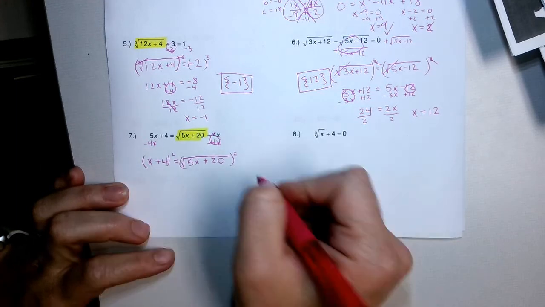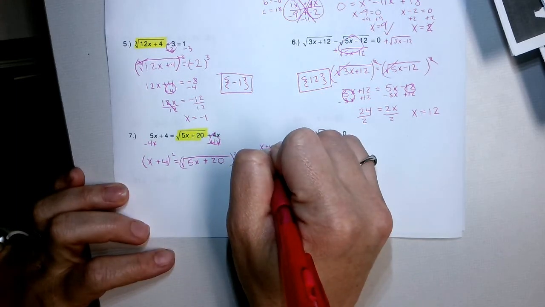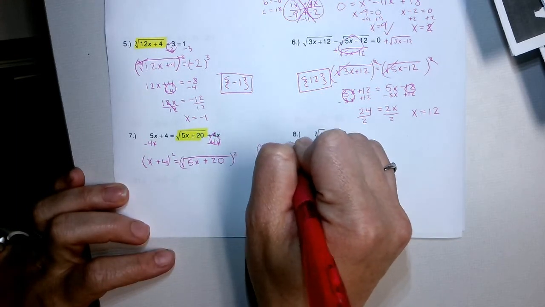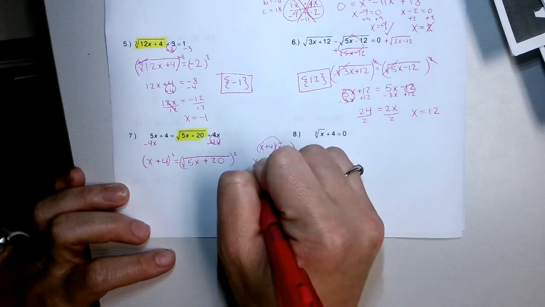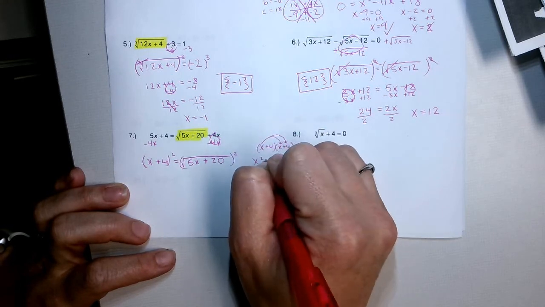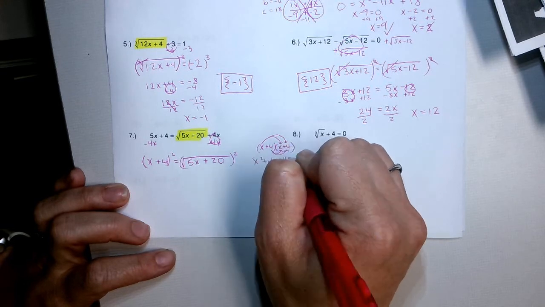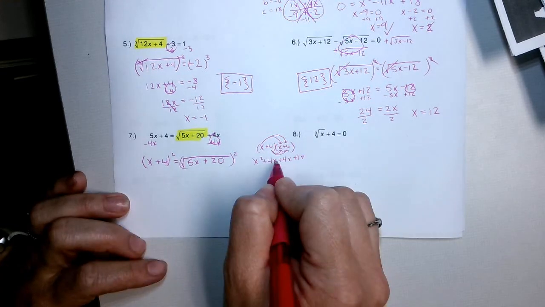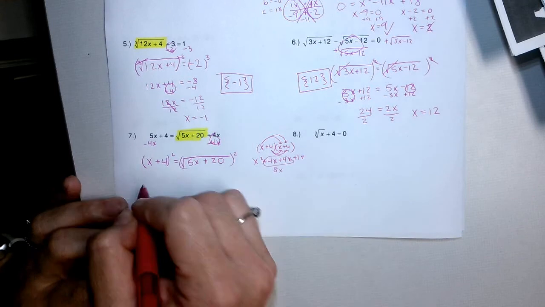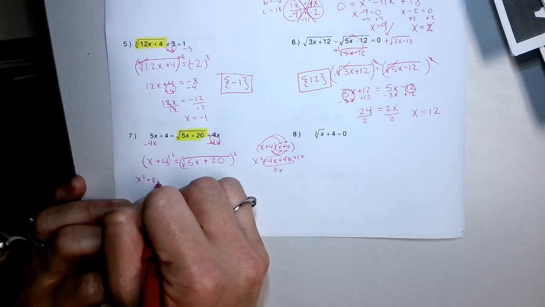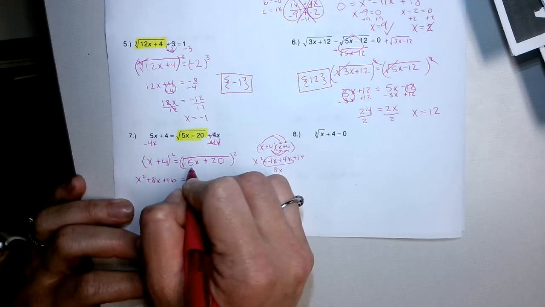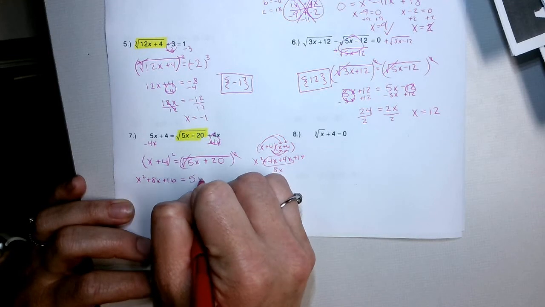So to get that, I'm going to come over here. And I get x squared plus 4x plus 4x plus 16. So I get x squared plus 8x plus 16 equals, square root cancels the squared, 5x plus 20.